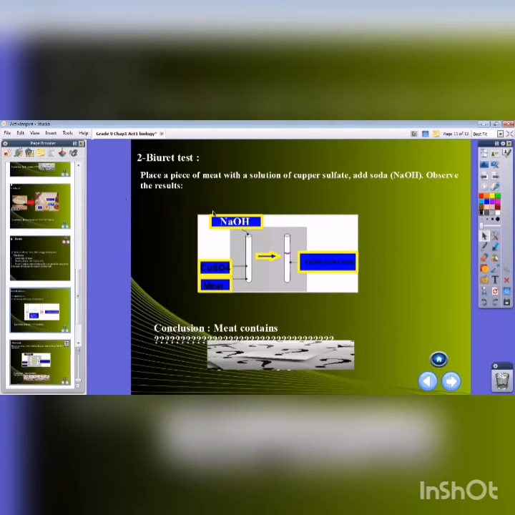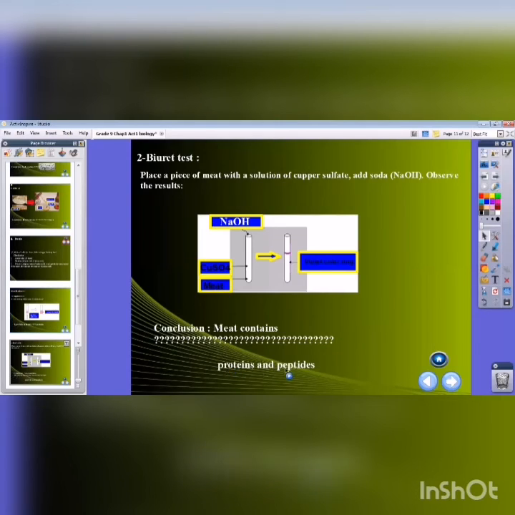Another test is the Biuret test. Okay, we take a test tube, place a piece of meat with a solution of copper sulfate, CuSO4, and add sodium hydroxide. Piece of meat, copper sulfate, and sodium hydroxide. The result will be a violet ring. The presence of this violet ring indicates that meat contains protein. Okay, these two identification tests are for protein.